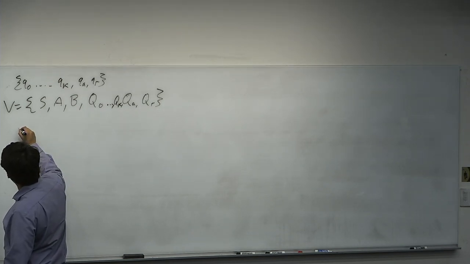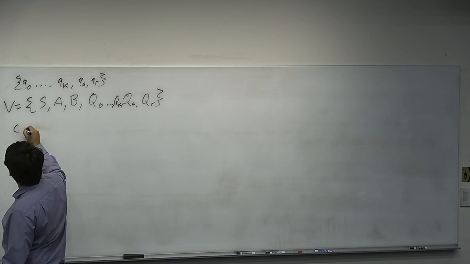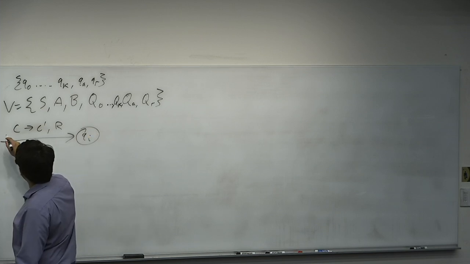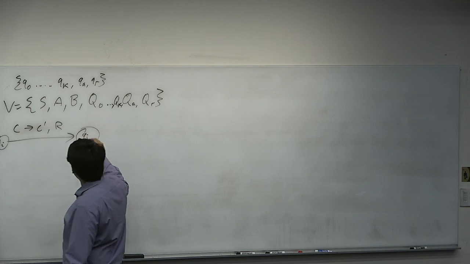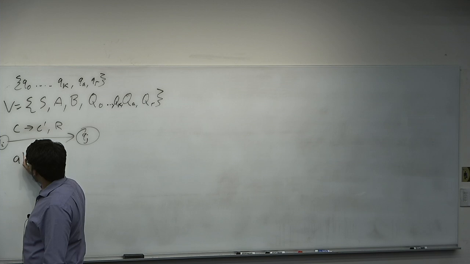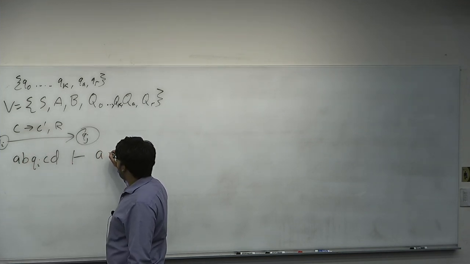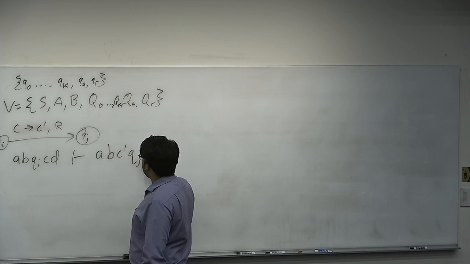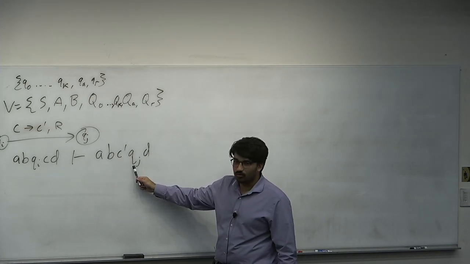So if we have some rule like read an A, write a B, we'll say it this way. If we have some rule, read a C, write a C prime, and move right, from QI to QJ, what we may say is the configuration changes in the following way. It goes from A, B, QI, C, D. This configuration yields A, B, C prime, QJ, D. Did you agree? Read the C, write the C prime, and move right. Go from QI to QJ.